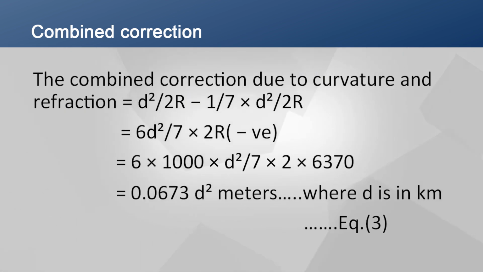Therefore, the combined correction due to curvature and refraction will be equal to d square upon 2r minus 1/7 into d square upon 2r. So, solving this, we get 0.0673 d square in meters, where d is in kilometers.